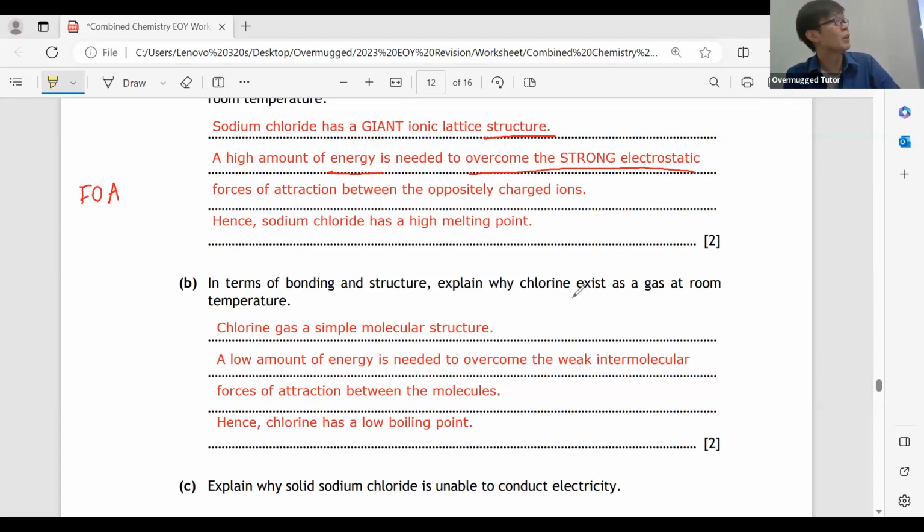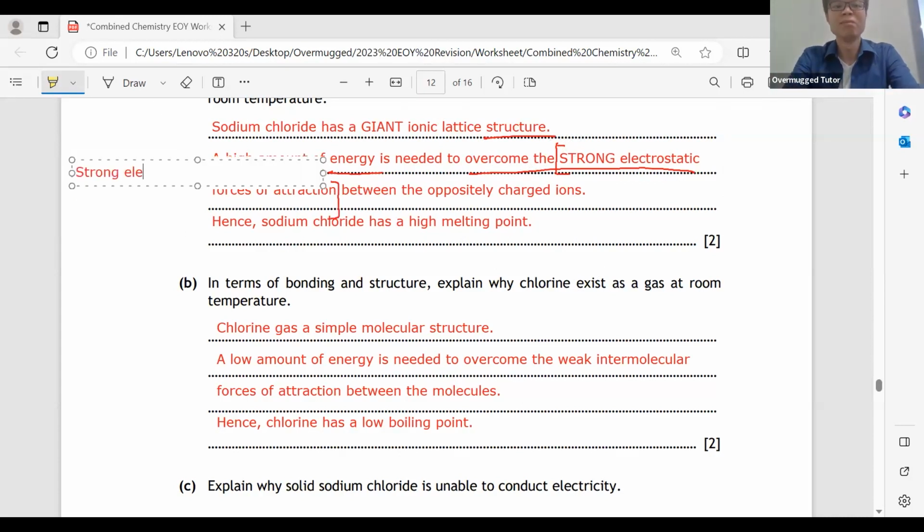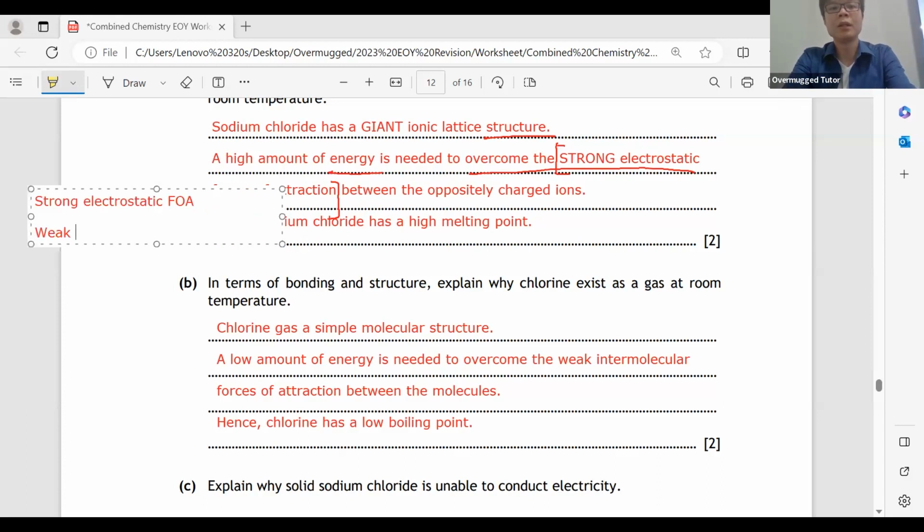Okay, the key thing that I want to emphasize is the keywords used over here. This question actually has one of the most common misconception or misuse of keywords. Take note of this phrasing. Okay, strong electrostatic FOA. It is for ionic compounds. The other one is weak intermolecular FOA.